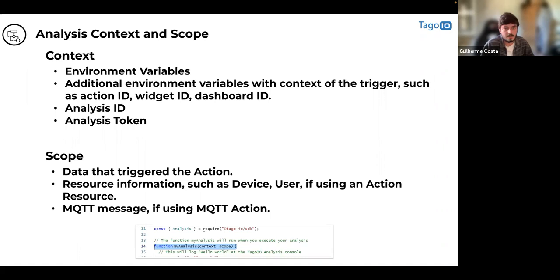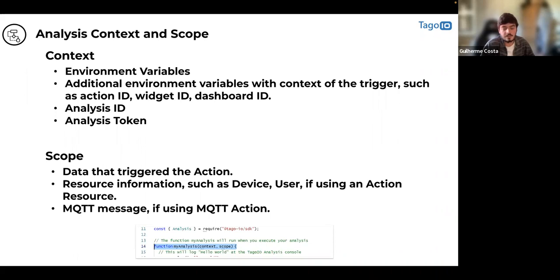The context will hold pretty much the environment variables, analysis ID, and analysis token. Also, if it is triggered by an action, it will show the action ID, the widget ID, dashboard ID, and so on. So it's extra information. The scope is the variables that are relevant to your analysis.